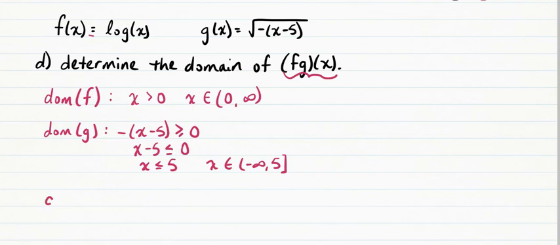So here, the domain of f times g is the overlap of these two. Now these two overlap from 0 to 5, including 5. So we say the domain of f times g is from 0, not including 0 because we can't take the logarithm of 0 here, up to positive 5.